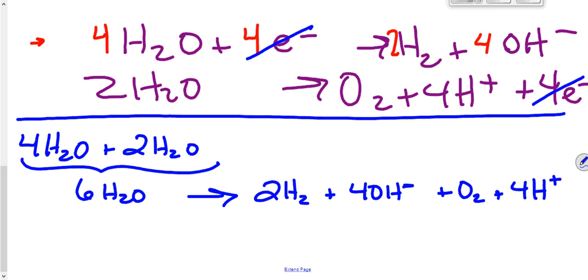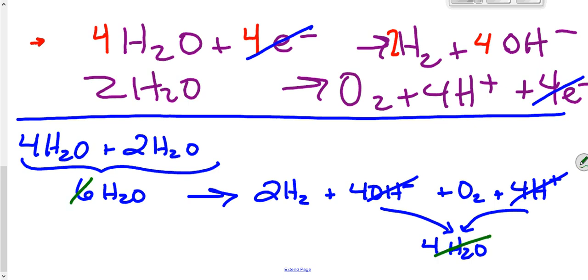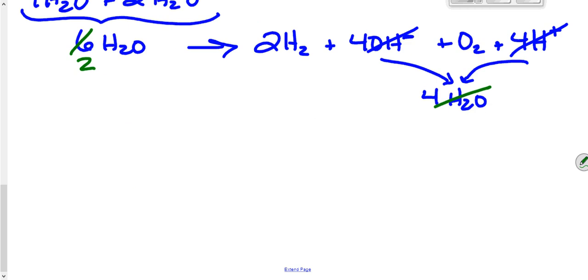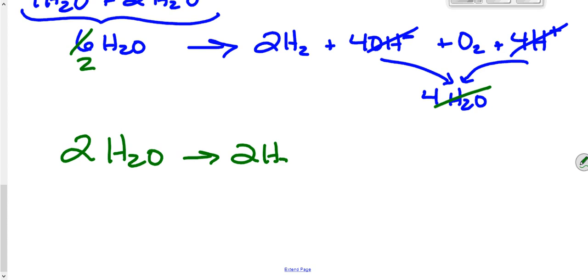Now at this point, there's one more thing I can do. I can see that these 4 hydroxides and the 4 protons are going to react together to make 4 water molecules. They'll just hook up. And then those 4 water molecules will cancel 4 of the 6 to have 2 left over. And at this point, we're left with 2 waters reacting to make 2 hydrogens and an oxygen.